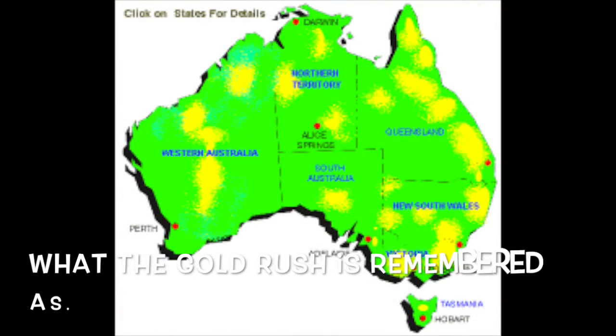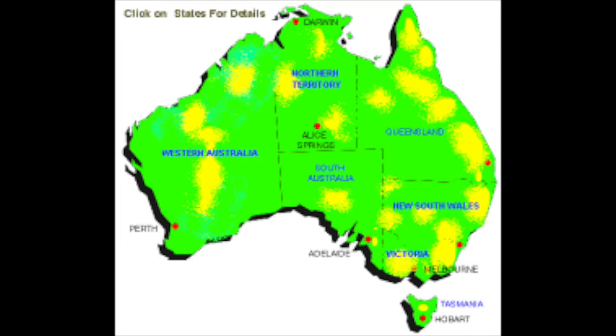The Gold Rush will be remembered as a very significant period of time and is the reason Australia is a very rich country. Australia has also produced a third of the world's gold, mainly gold from the Gold Rush.